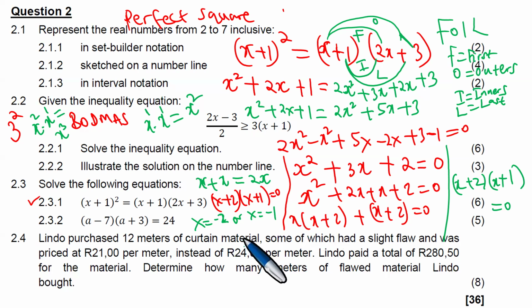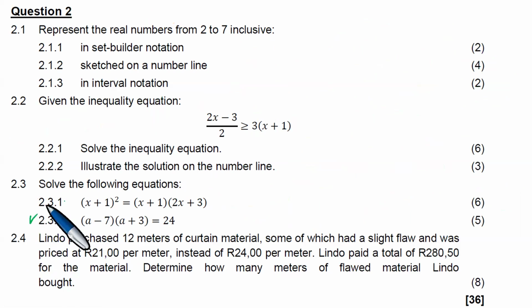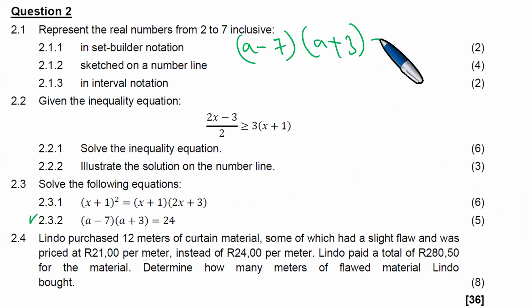Okay, let's do the next thing. We did 2.3.1, and we spent some time on it. Let us do 2.3.2. We have this one, a plus 3, 24. We need to solve this one. What do we do?